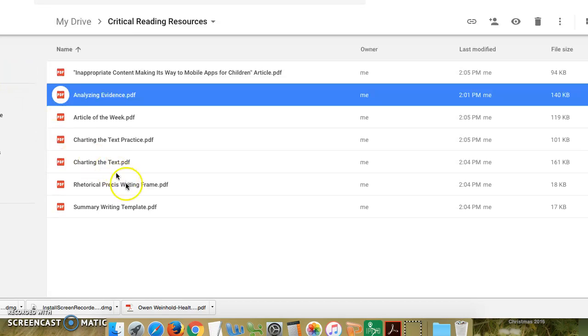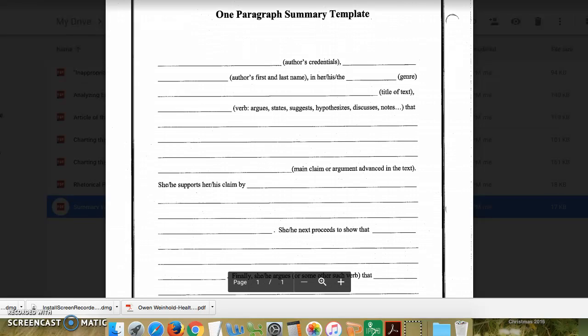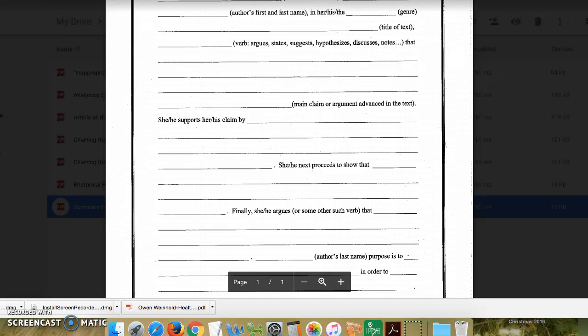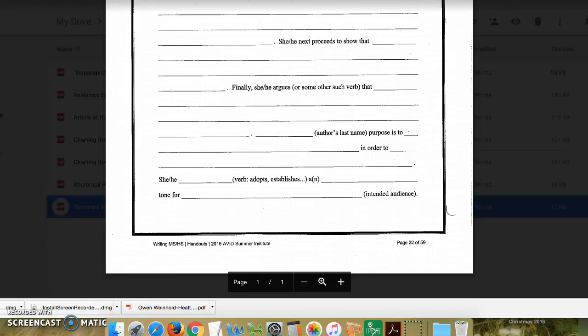Another very simple template you could use is something just like this, very basic, but it has all the key components. It starts with the basic citation information, the main claim, and then the support. That's a key word. "Here she supports this claim by," and then it dives into those evidence pieces, and ends up with the intended audience.